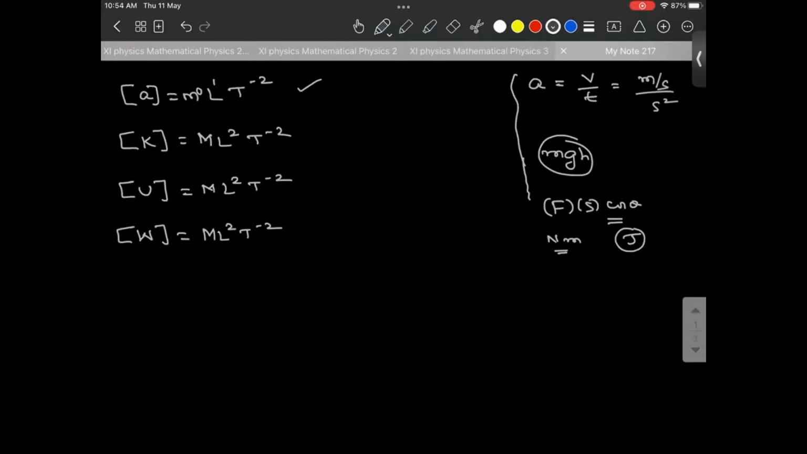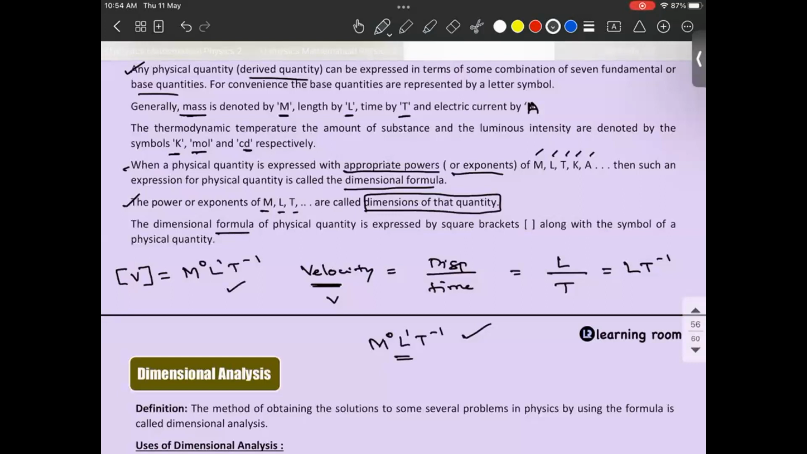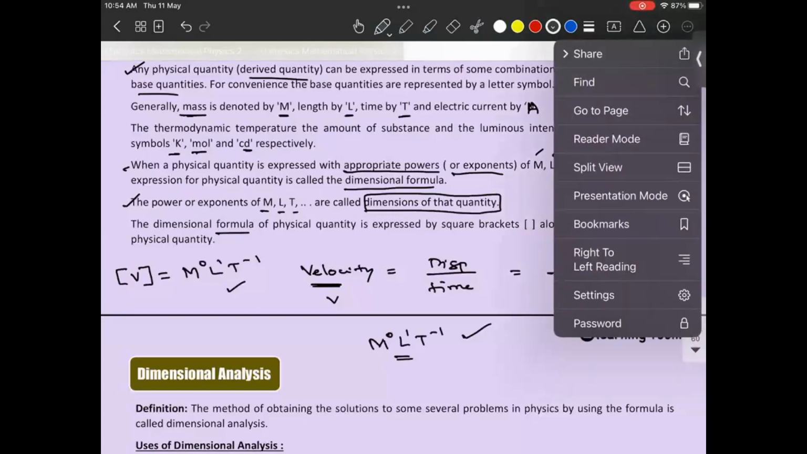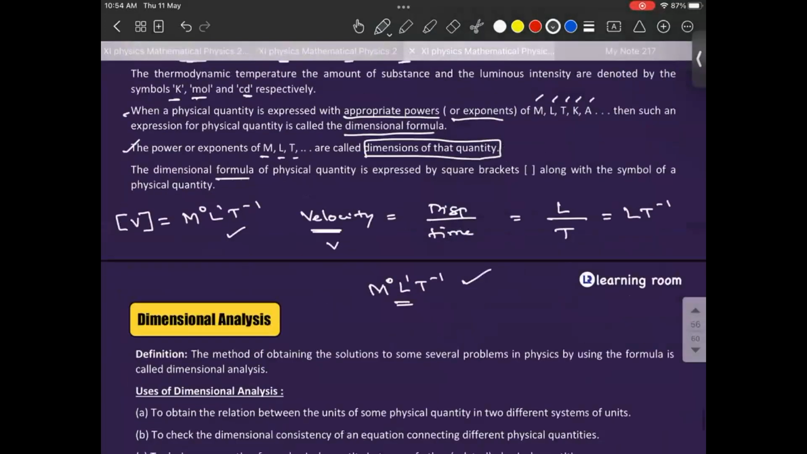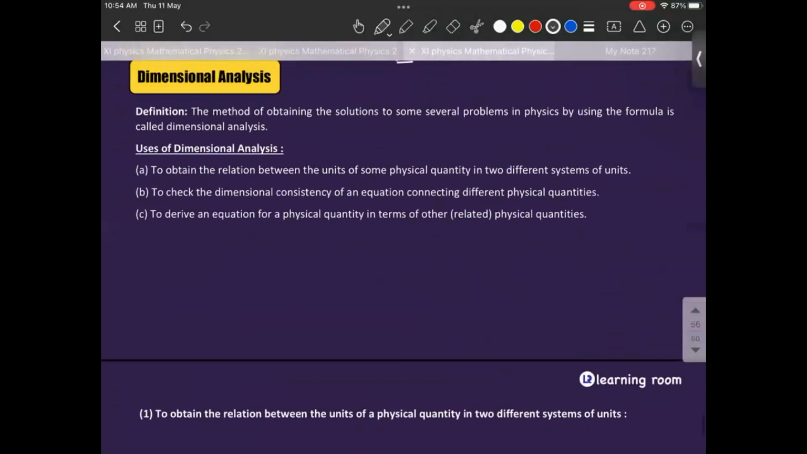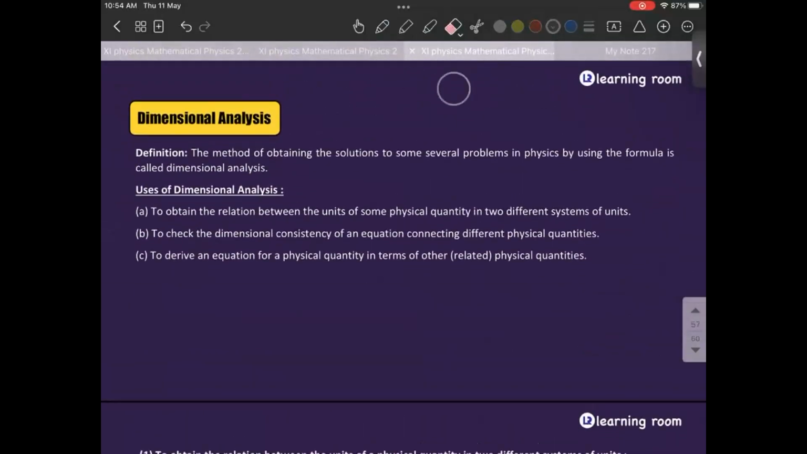Yes, sir. So this is the outline of what is dimensions and dimensional formula. Now the next question that we are supposed to answer is, why are we even learning it? Or where is it going to help us? Is what we are going to see. For that, we have something called as dimensional analysis.